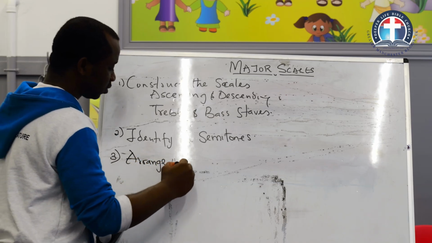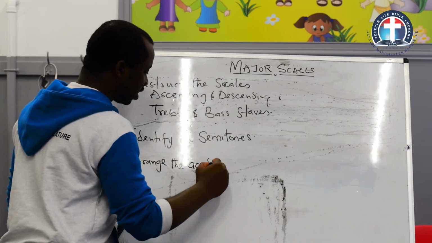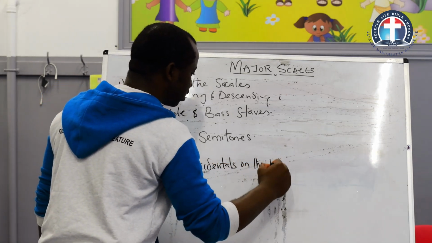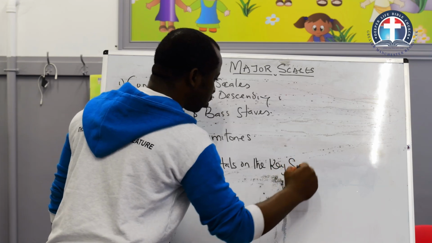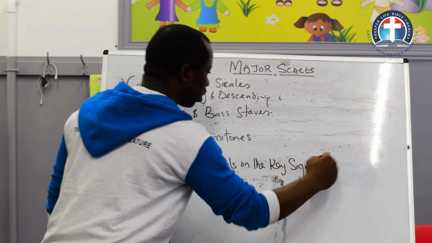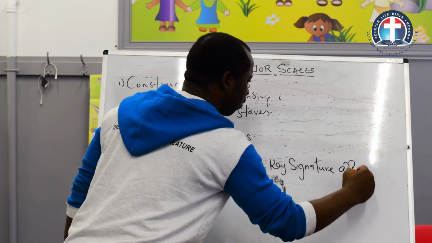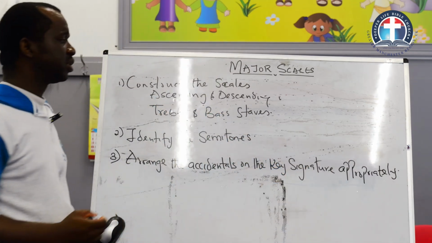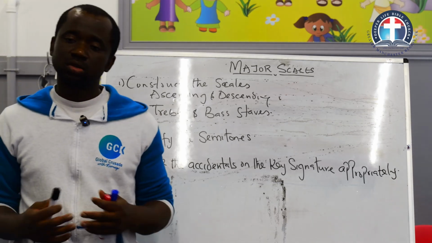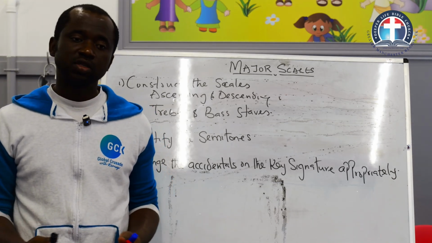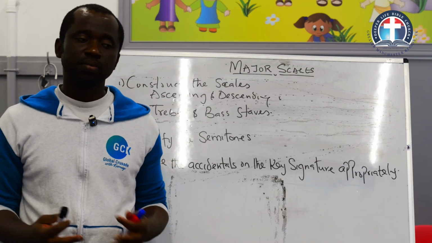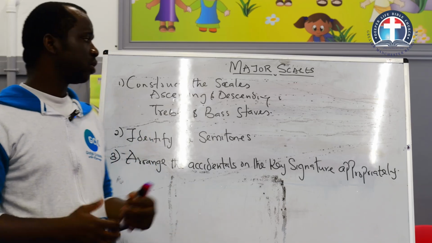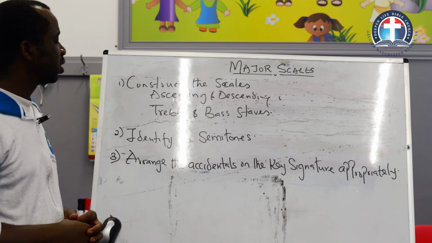And number 3, you should be able to arrange the accidentals on the key signature appropriately. So these are the three things that you need to learn how to do for each of these three keys that I've just mentioned: A, B flat, and E flat major. All right, so I'm not going to go through everything, but maybe we'll just take one at a time and see how it goes.